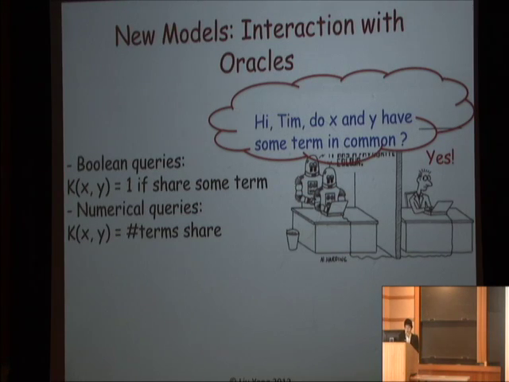Oh, okay. So in our new models, we are going to look at these two kinds of queries. One type of query is called the Boolean query model. Given two positive examples, the oracle says yes if, in other words, the similarity function K(x,y) equals 1, if there exists some term in common that they both satisfy, and no if they don't. So we also have the numerical queries, which have even more information, right? The similarity function K(x,y) equals the number of terms x and y share in common.